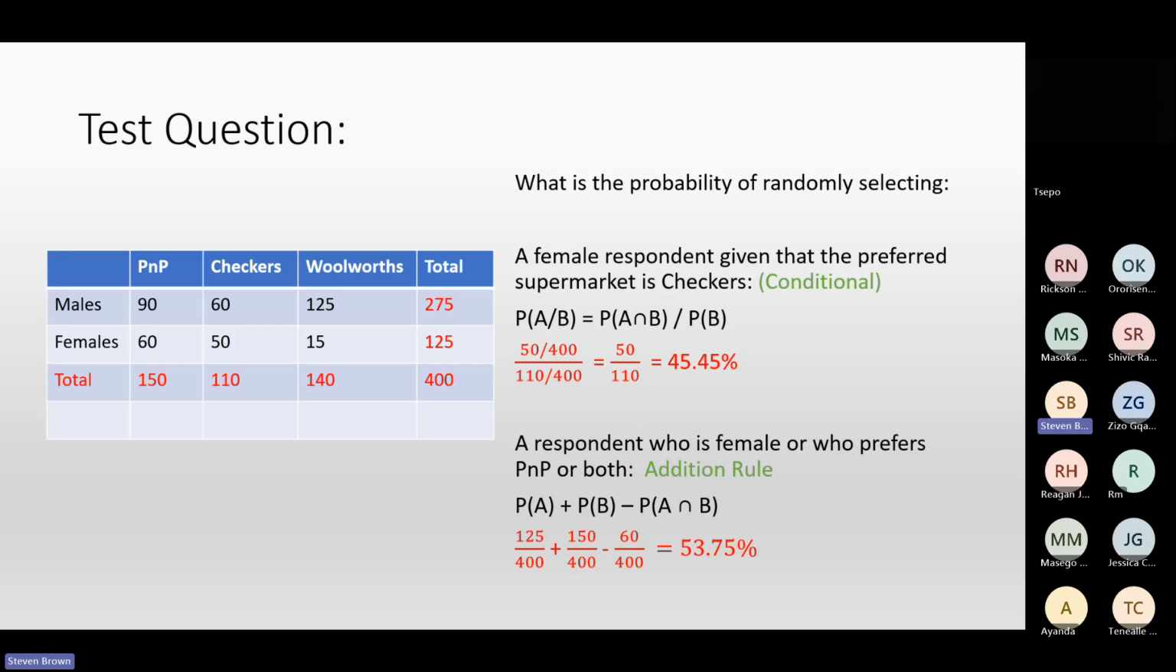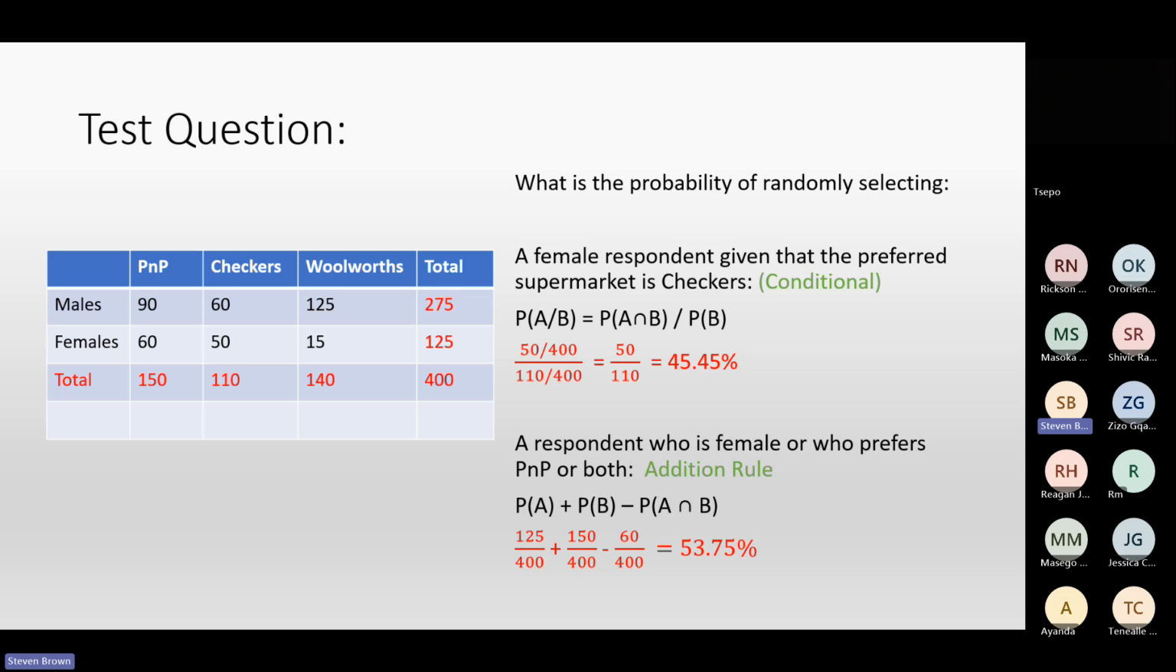All right. And then finally, this is the one actually that they don't often ask, but if they do, you actually have to calculate it, unfortunately. This is the one non-eyeball approach: a respondent who is male, who is female, or who prefers Pick n Pay, or both. Now remember what I said to you, the given is conditional, and is multiplication, or is addition. In other words, you're adding everything up. So the actual question is asking you, what's the probability of finding who's female, or who prefers Pick n Pay, or both? So the whole lot, and you're going to add the whole lot up.